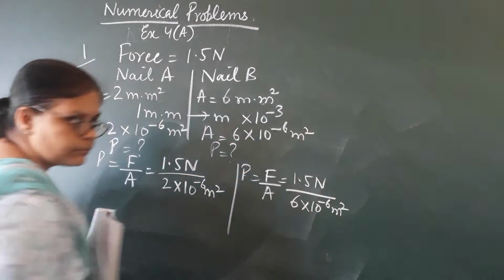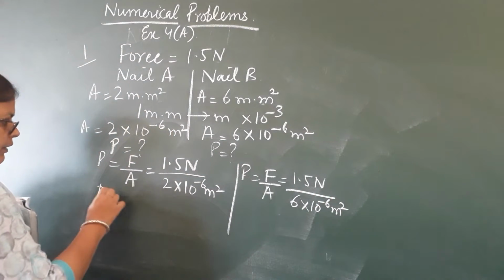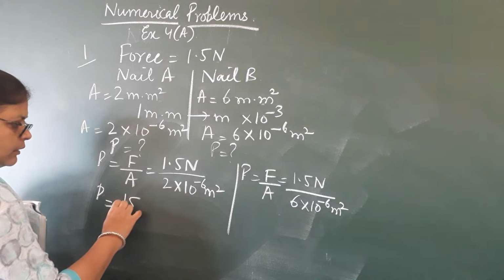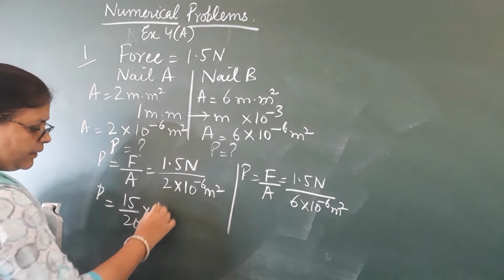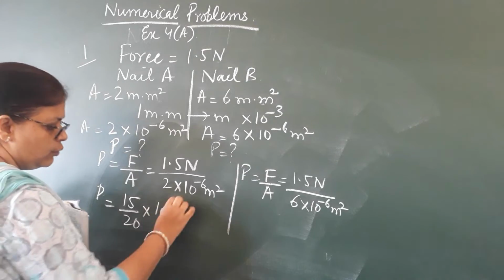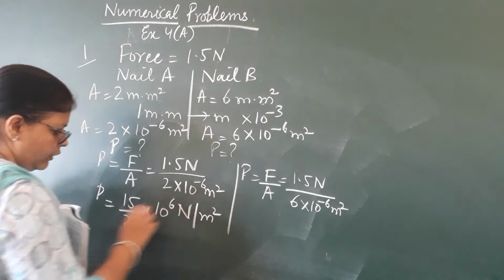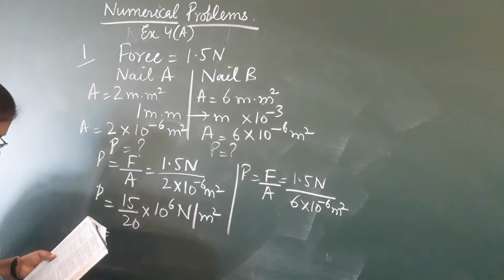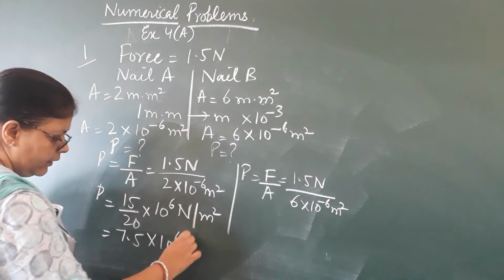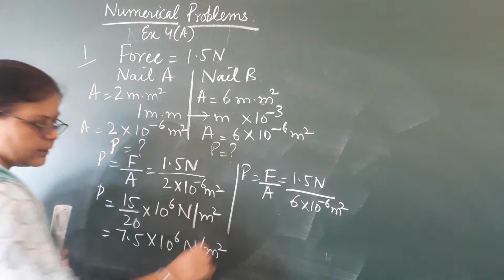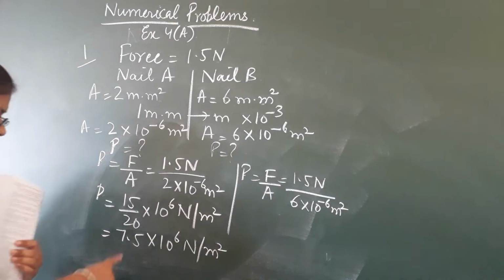Okay children? Now how do we solve? We remove the decimal: 15 upon 20 into, we bring the 10 to the power minus 6 up, it becomes 10 to the power plus 6 newton per meter square. And when you calculate this, it comes to 7.5. Okay children? 7.5 into 10 to the power 6 newton per meter square is the answer for the first one.